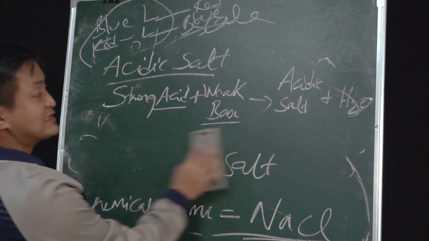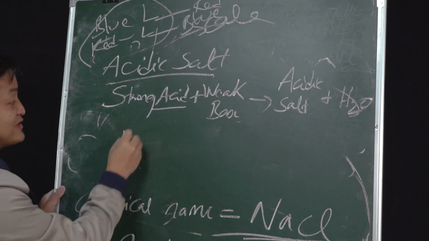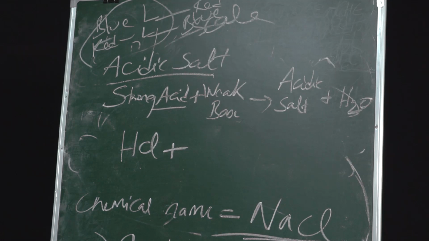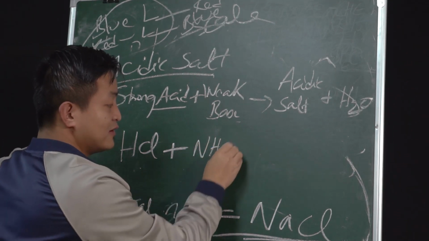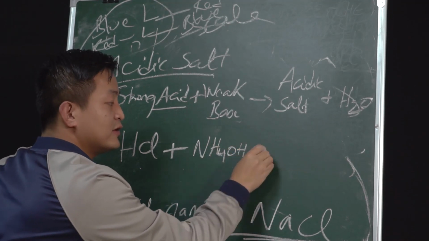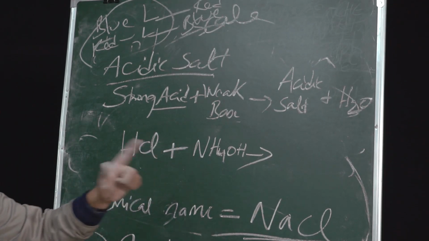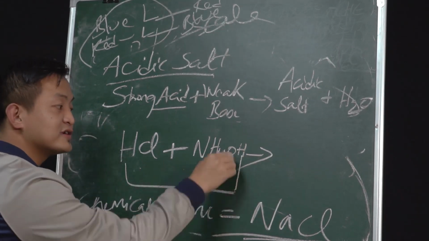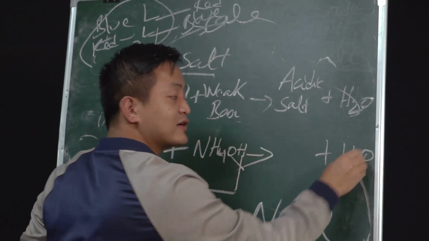So any one example of acidic salt? Okay, that means strong acid, let's give HCl. Weak base, let's give ammonium hydroxide. NH4OH is the ammonium hydroxide, okay? So we'll get water, acid and base will get water for sure. So one H, other H, one O is gone. So that means H2O is here, okay?